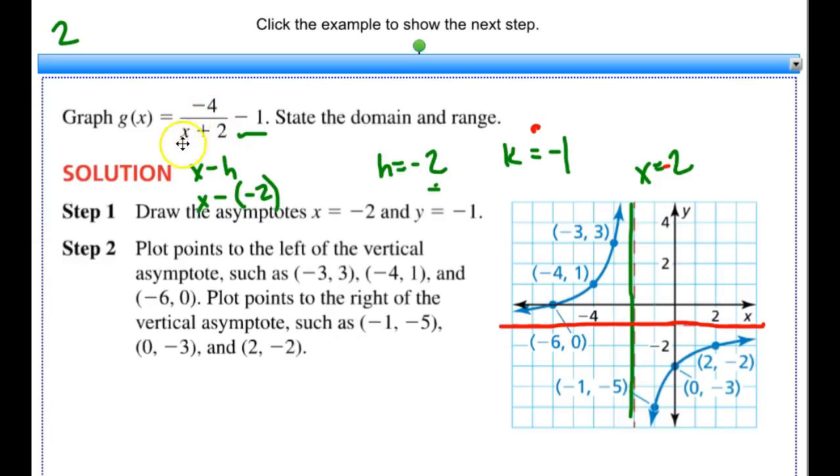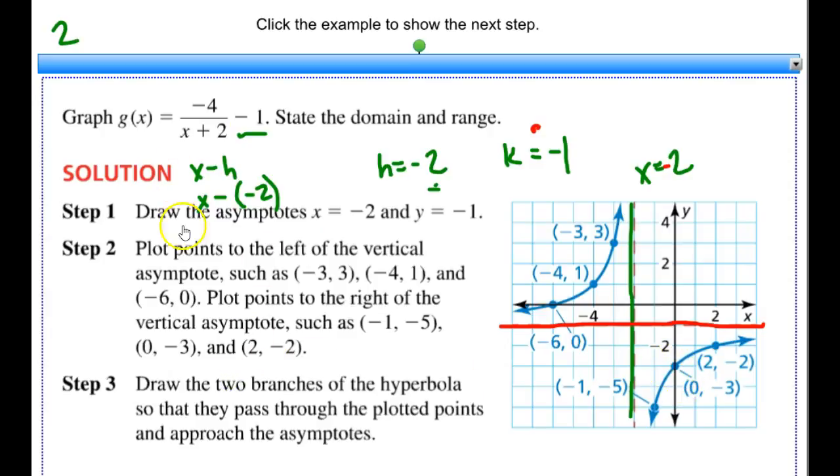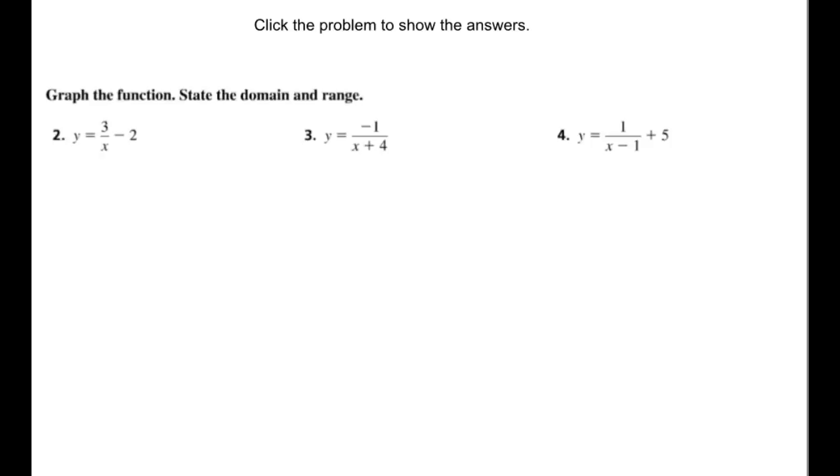So if I pick a 0 for my x, I end up with 0 plus 2, which is 2. And then I have a negative 4 divided by 2, which is negative 2, minus 1 is negative 3. So I can plot that point at 0, negative 3. So I'm going to make my chart, or I can just plot each point individually. And so then once I've plotted those points, I can just go ahead and connect them and see my two branches and see where they go from there. So here's your next monitoring progress. So go ahead and give it a try.